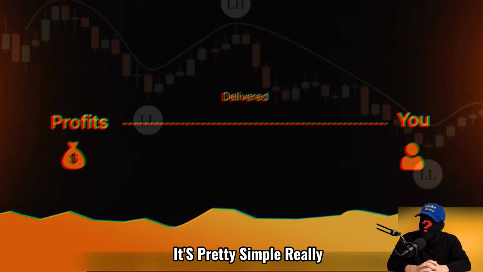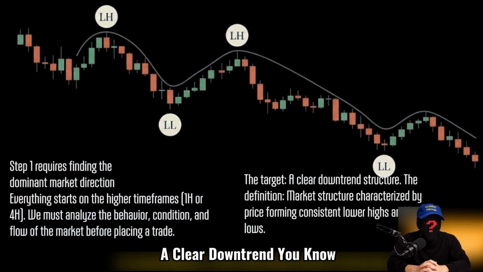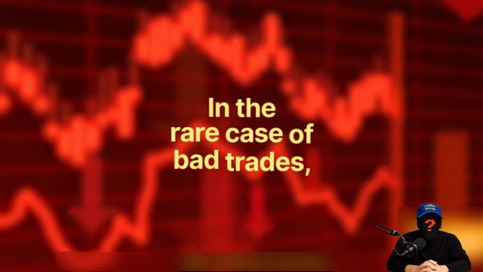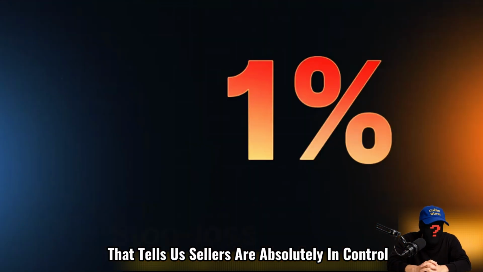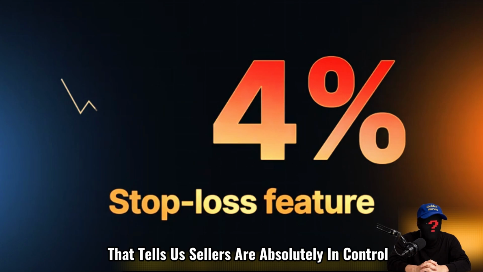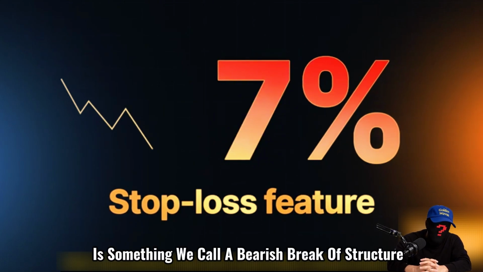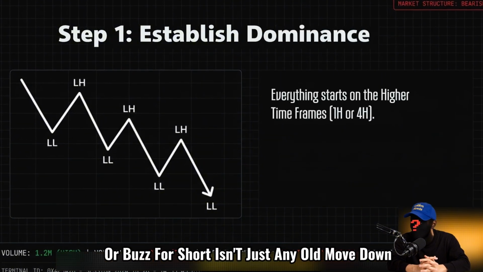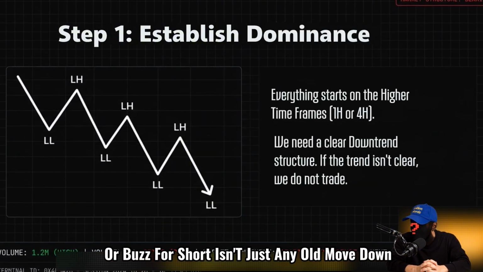So what are we actually looking for? It's pretty simple, really. A clear downtrend, a classic series of lower highs and lower lows. But the real confirmation, the key signal that tells us sellers are absolutely in control, is something we call a bearish break of structure.